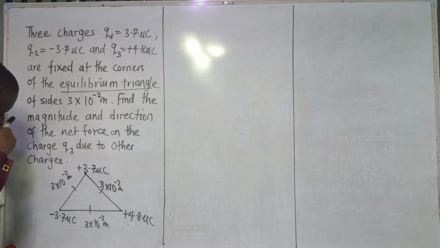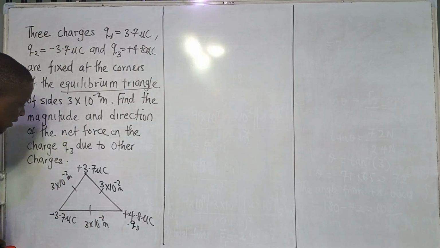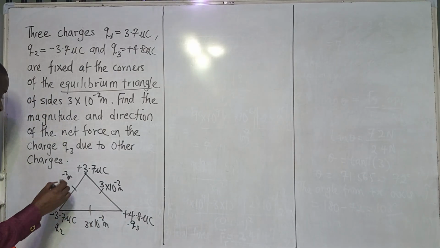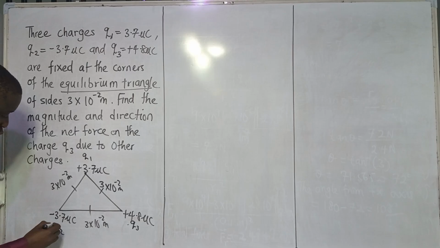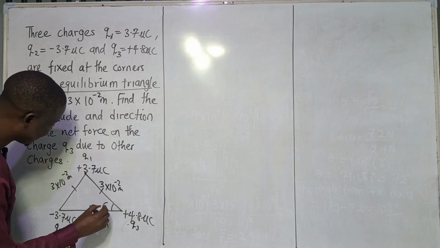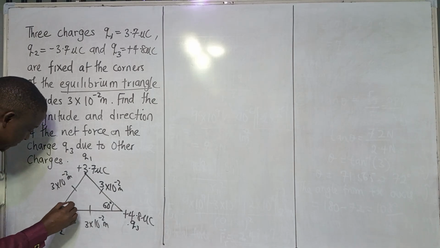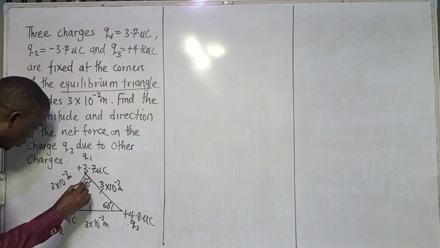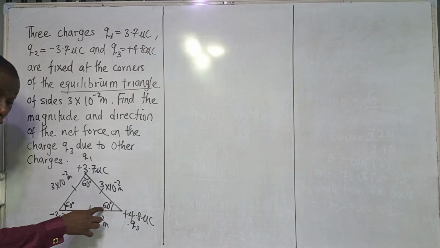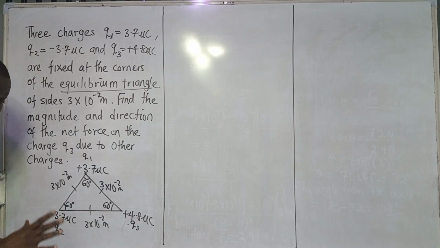Now, we want to find the net force on Q3. This is Q3, don't forget. This is Q2, while here is Q1. So we want to look for the net force on Q3. Don't forget this angle is going to be 60 degrees. If you don't know it now, here will be 60 degrees, and this other place will be 60 degrees, because it's an equilateral triangle, and the angles sum up to 180 degrees. 60 plus 60 is 120, plus 60 is 180. The sum of angles in a triangle must be equal to 180.